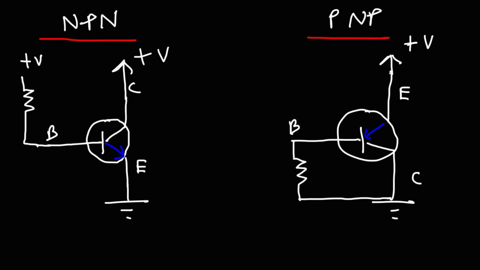Too much base current can destroy the transistor. It can allow a large collector current to flow through it, and that could cause it to overheat, damaging the component. Now let's talk about some other things that you need to know regarding these two transistors.